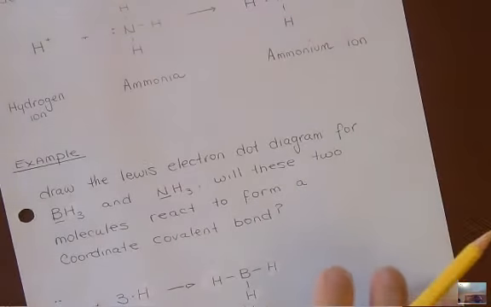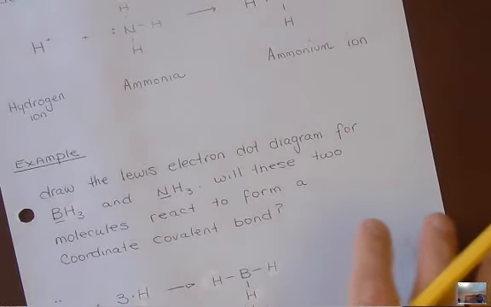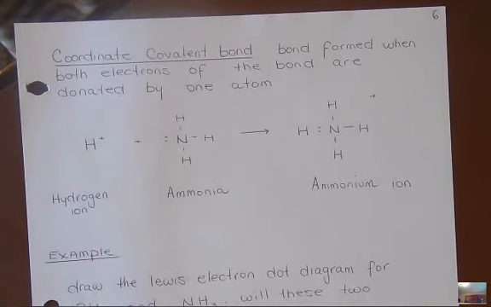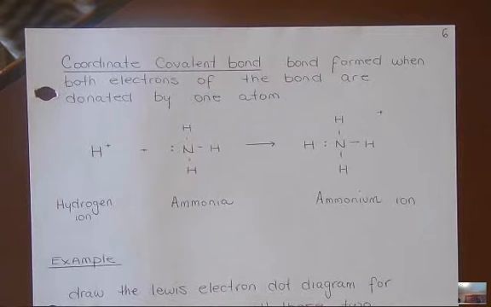Okay, last set of notes for this section: we've been doing examples where one electron is coming from each of two atoms. What happens if one atom has extra electrons that it can provide and the other one doesn't have any? Well, that's called a coordinate covalent bond. It's a bond formed when both electrons of the bond are donated by the same atom. So here's a classic example.